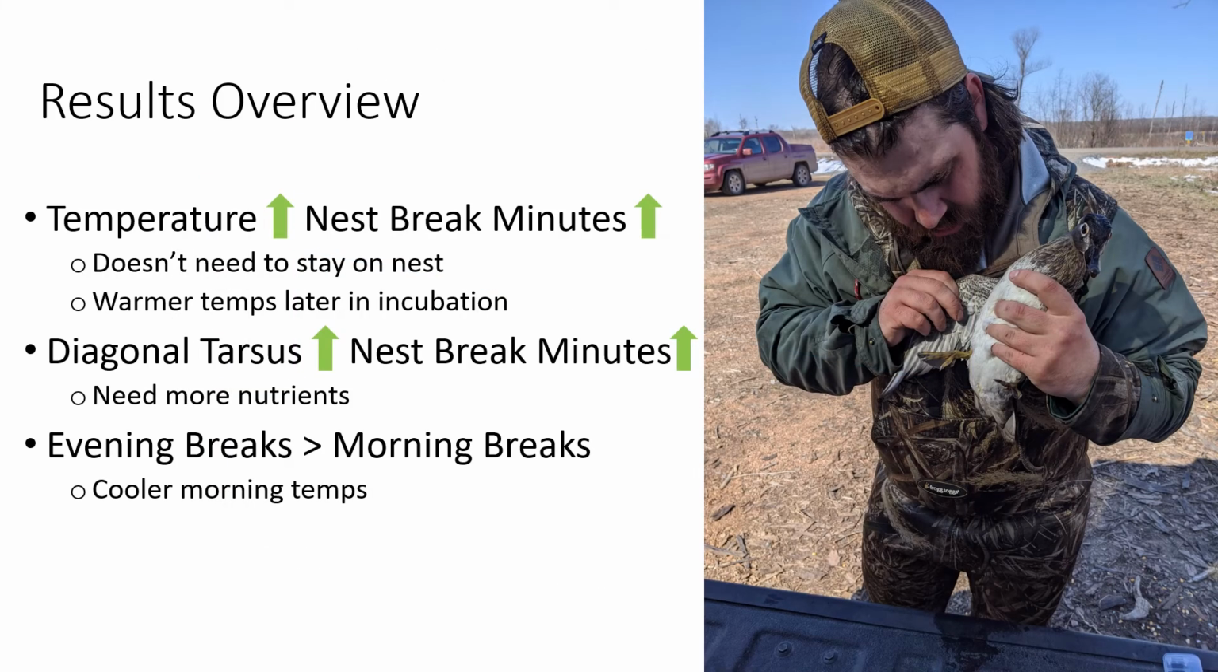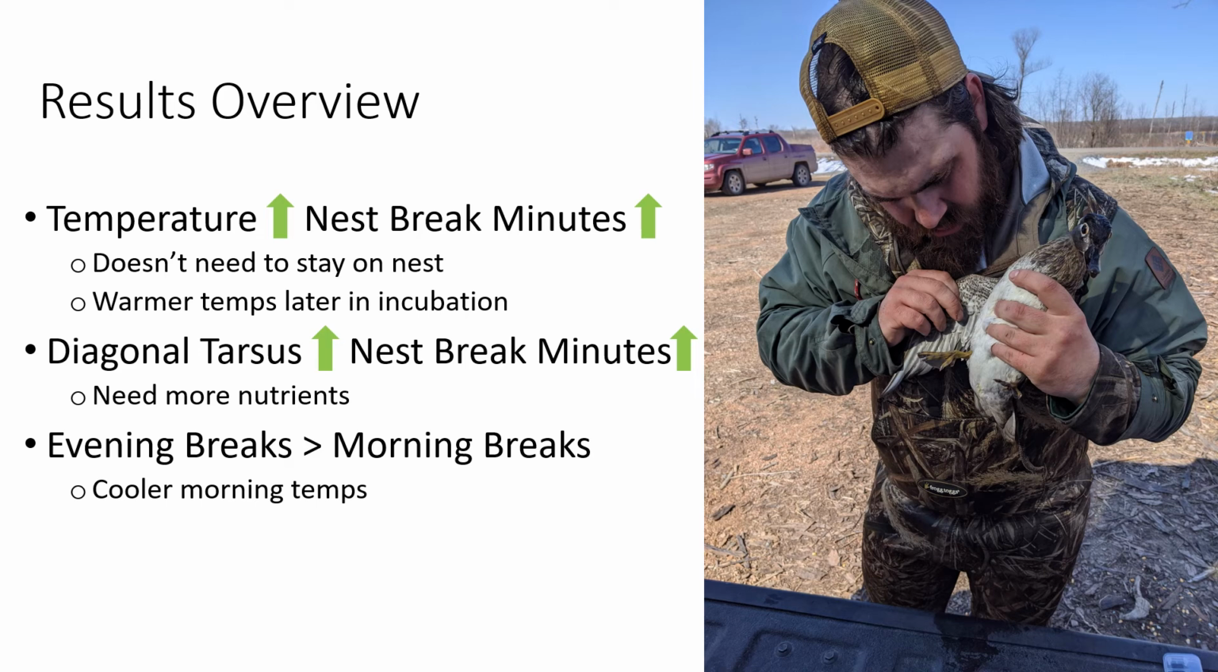Overall, we saw several different relationships between environmental and morphometric factors and the amount of time spent off the nest. As temperatures increased, nest breaks also increased. This could be due to the fact that hens do not feel the need to sit on their nests when it's warmer out because there is less risk of their eggs getting cold. Additionally, warmer temperatures usually occur later in incubation when a female may be struggling to maintain her body condition. She may feel the need to take longer breaks in search of food.